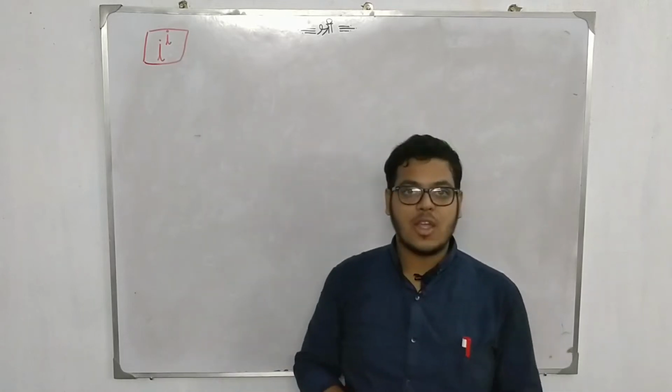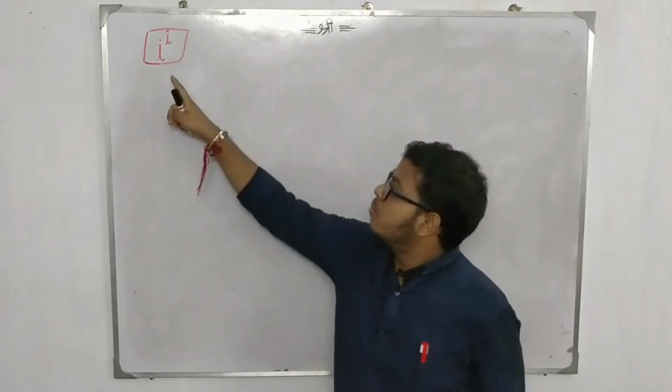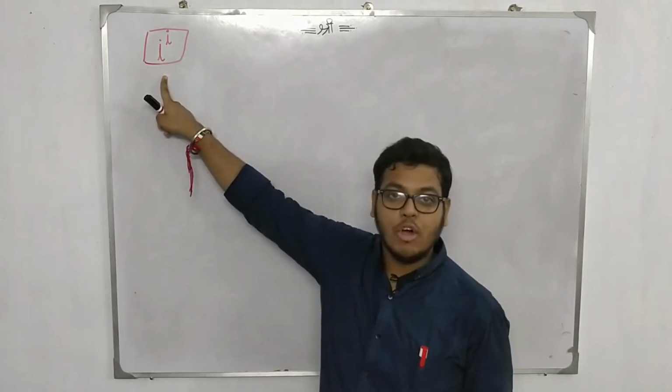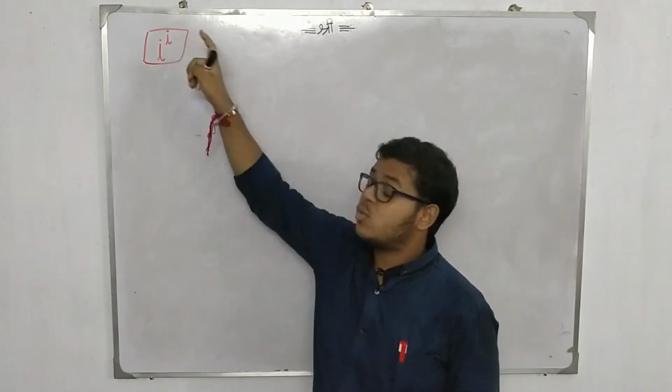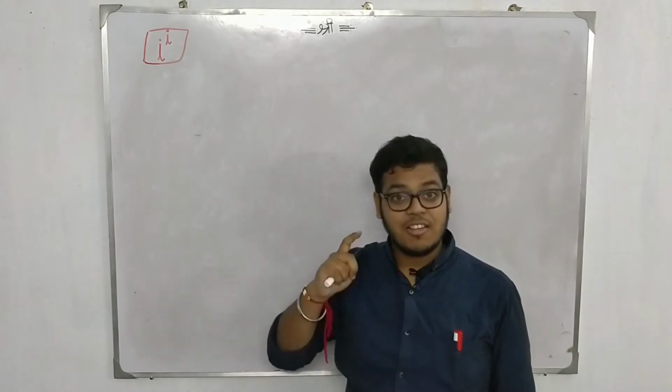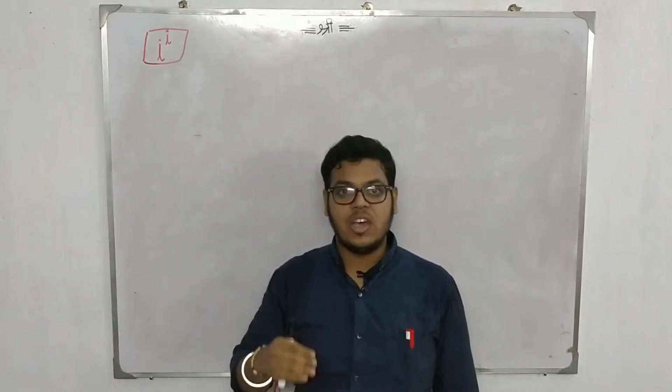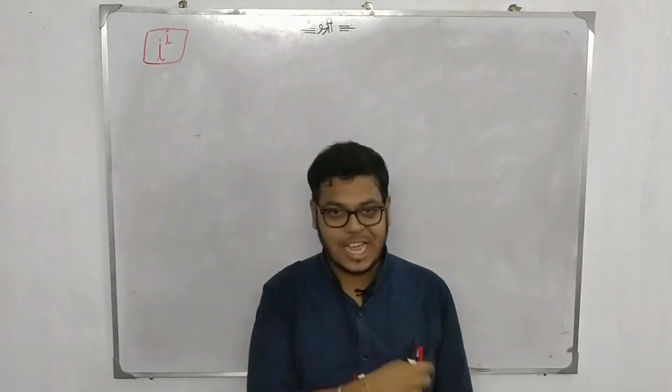Today's video is about calculating i to the power i, that is, iota to the power iota. i is a complex number, the simplest complex number we can think of. So a complex number raised to another complex number, and when we calculate you will see that it results in a real number. Let's see how it works.